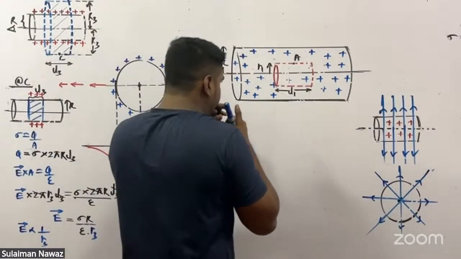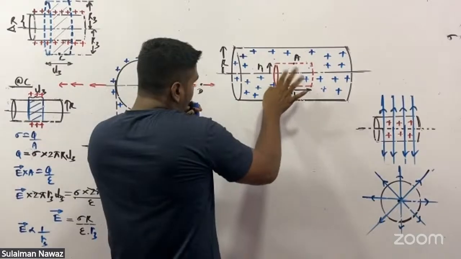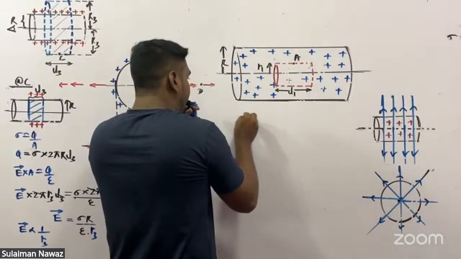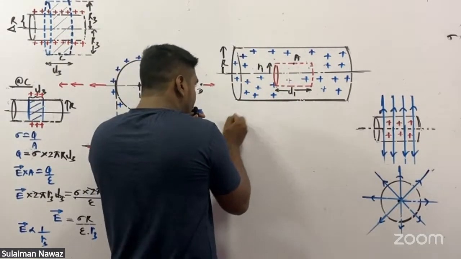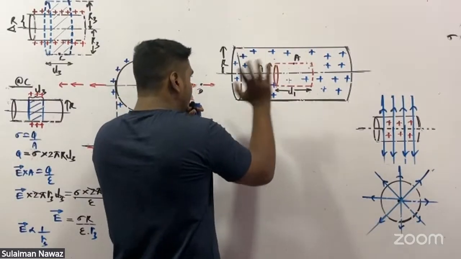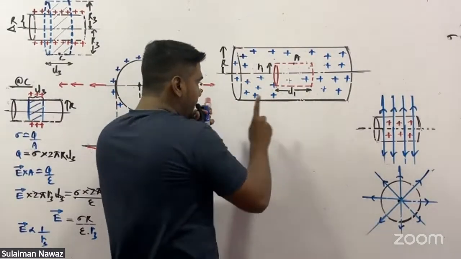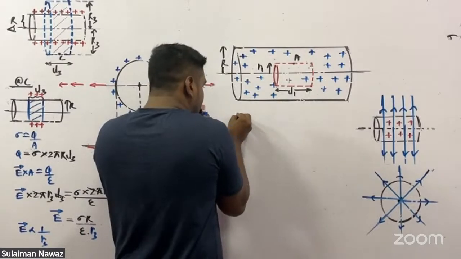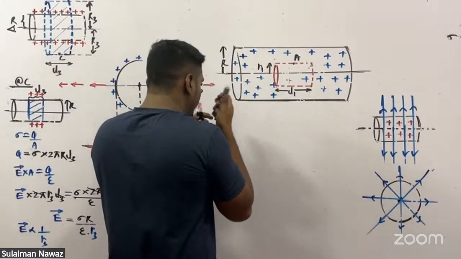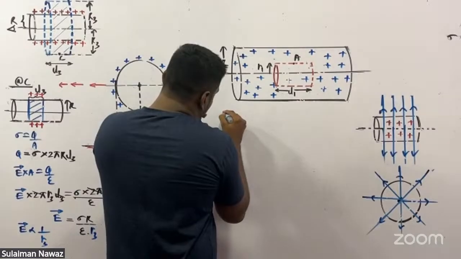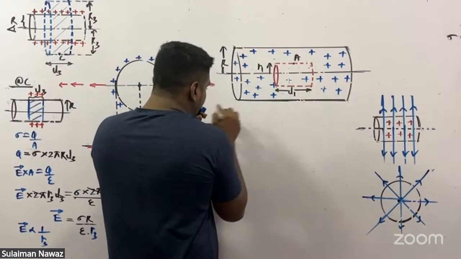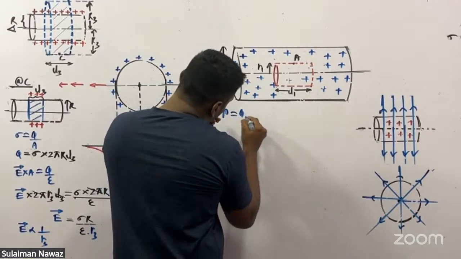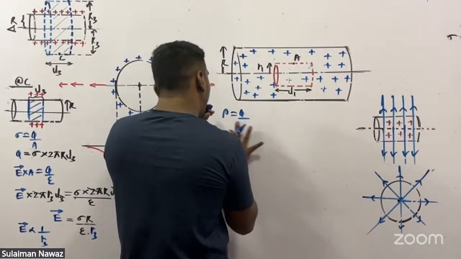Now, shall we find the electric field intensity at point capital A? Then we want to find the total charge inside the Gaussian cylinder. Given data, they have given that the volume charge density is rho. We know this equation: volume charge density equals the total charge over the volume.